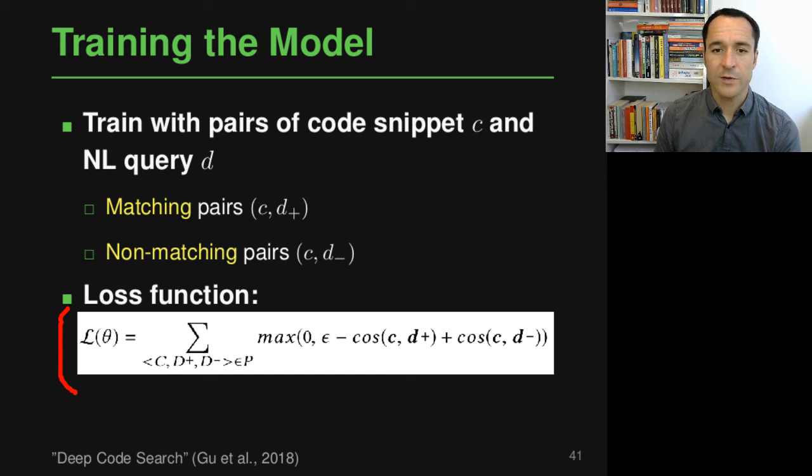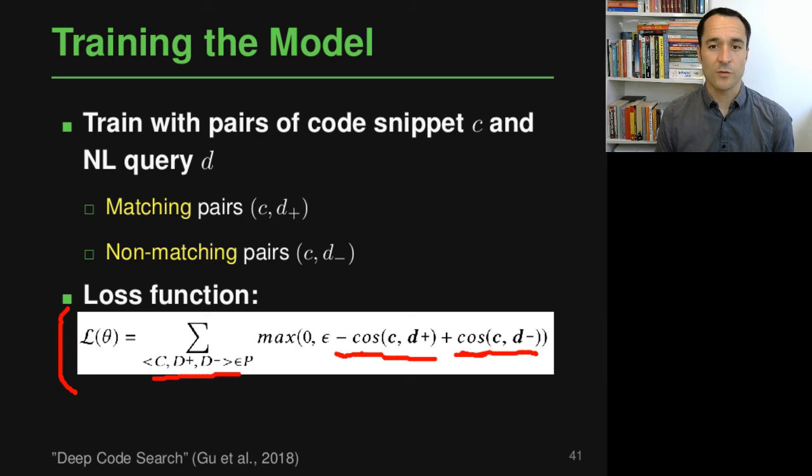And this loss is computed as the sum over all of these triples that are created from the training data. Then we have two calls of this cosine similarity, where we call the model, that contribute to the loss. What contributes positively, so what will incur additional loss, is if the cosine similarity between C and D minus is high. Whereas the cosine similarity between C and D plus only contributes negatively, because what we want at the end is that for C and D plus, this cosine similarity is pretty high. To make sure that this loss per triple is always positive, there's also this max function here, and then all these losses from each of these triples are added up to get the overall loss.